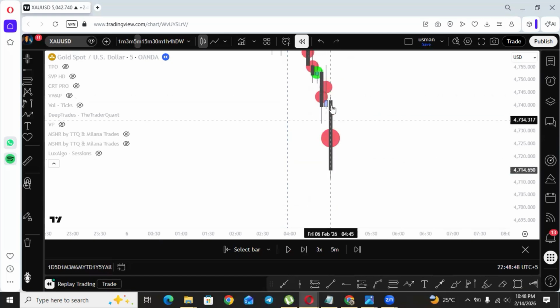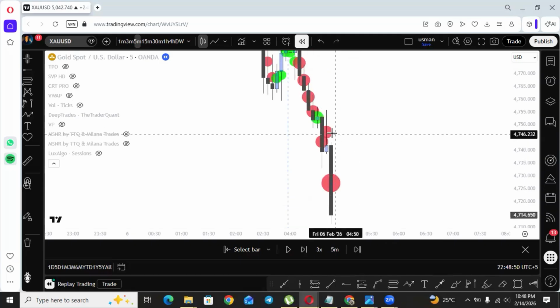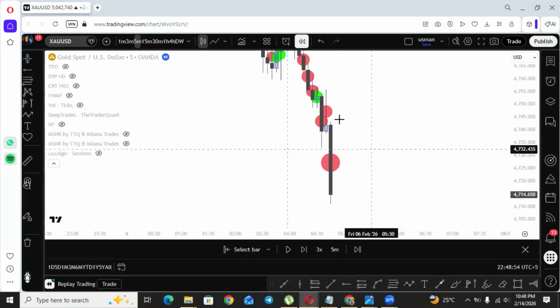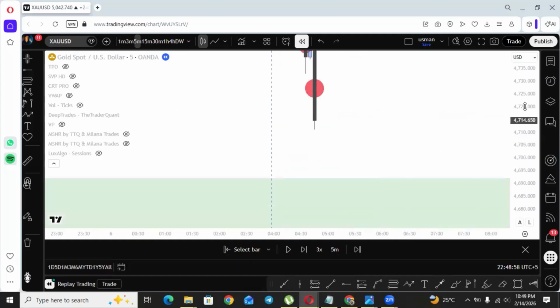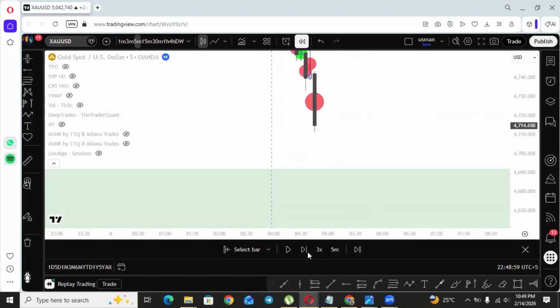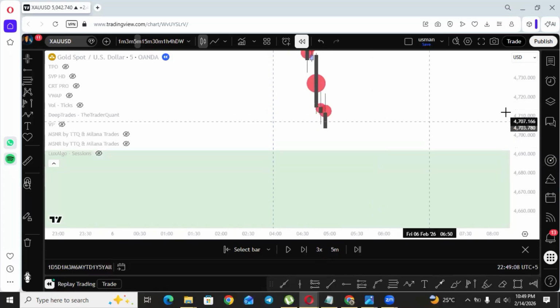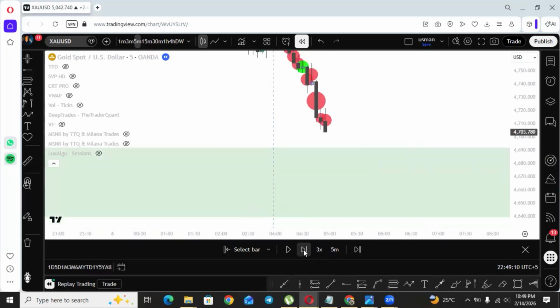Look, these kinds of moves happen when the absorption happens. After the absorption happens, these are the kinds of moves you are going to see the market do. Okay, so let's play the chart. Market again respected this cluster and is coming into our area. So we will only look at the market when it reaches our area.